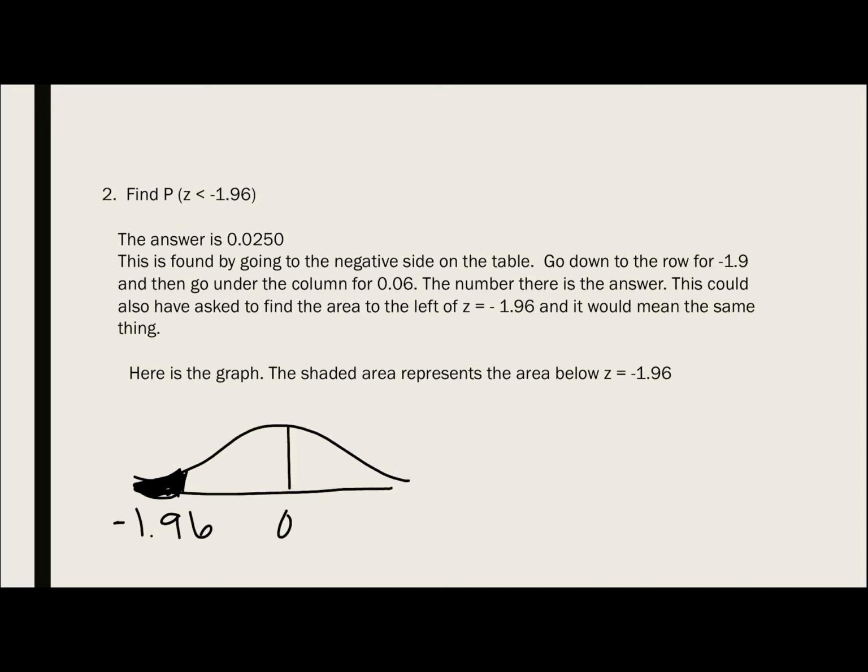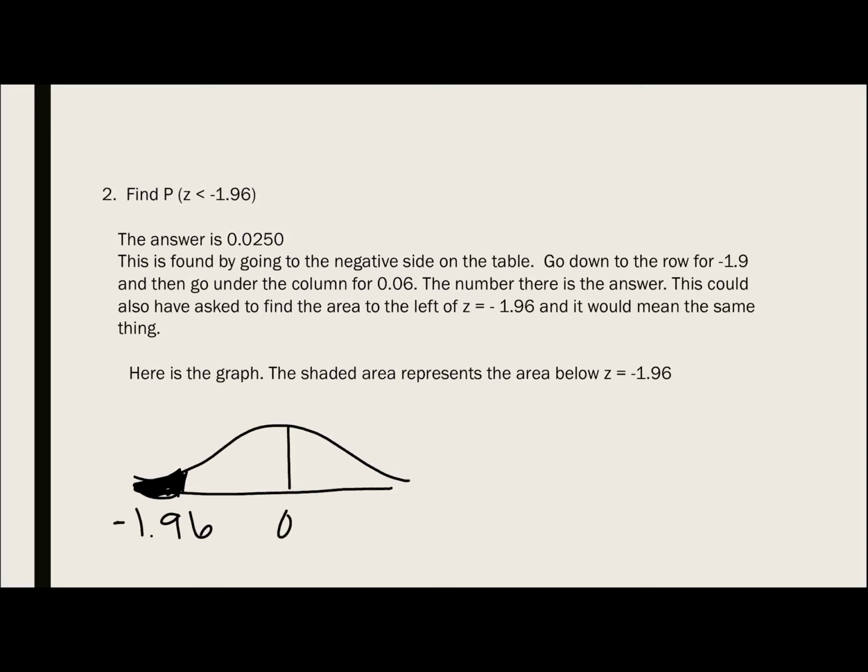Example 2. Find the probability that z is less than negative 1.96. The answer is 0.0250. This is found by going to the negative side on the table, because z is negative. Go to the row for negative 1.9, and then go under the column for 0.06. The number there is the answer.